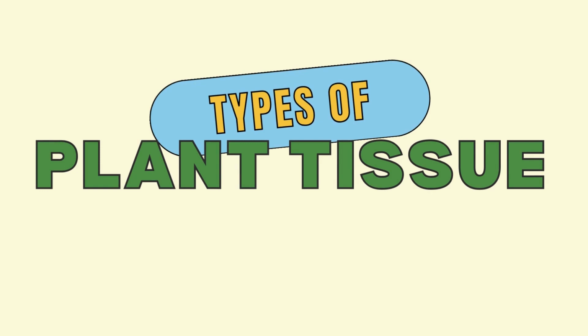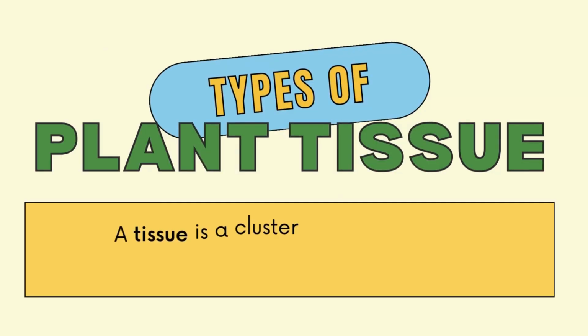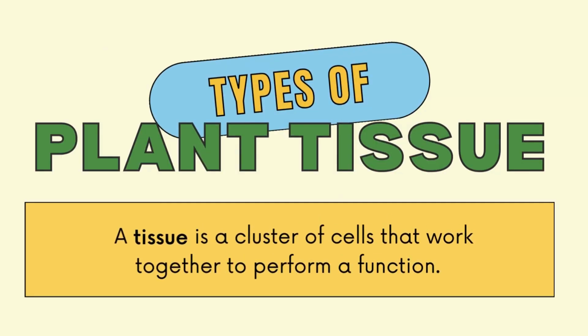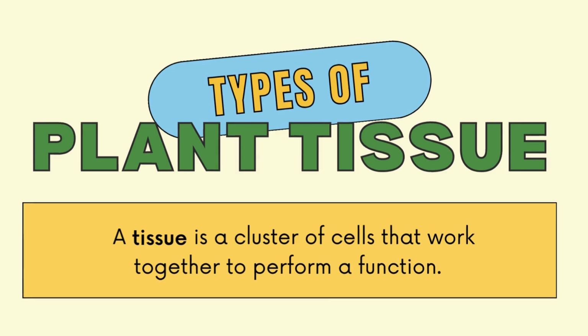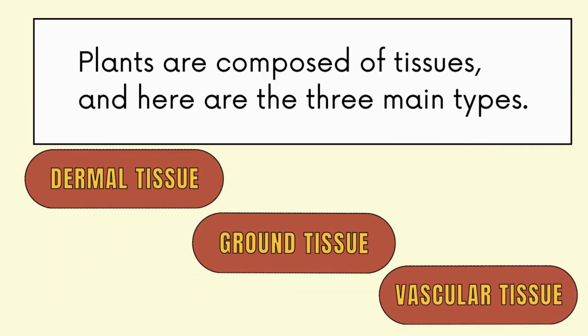Today I will tell you about the types of plant tissues. What is tissue? A tissue is a cluster of cells that work together to perform a function. What is a cell? A cell is a group of organelles which individually perform their function, and then these cells combine together to perform a function, which is called tissue. Tissue is composed of many layers.